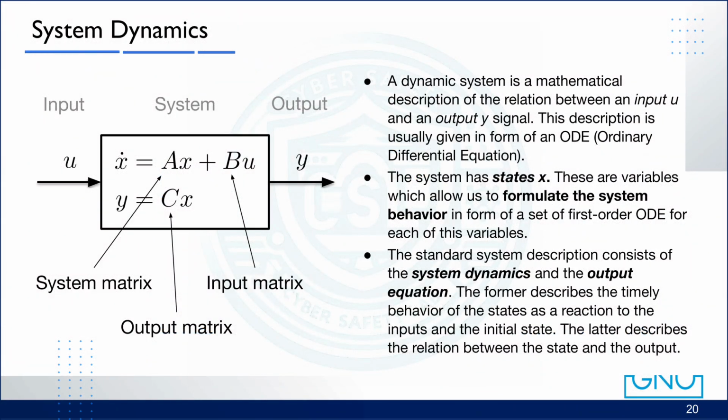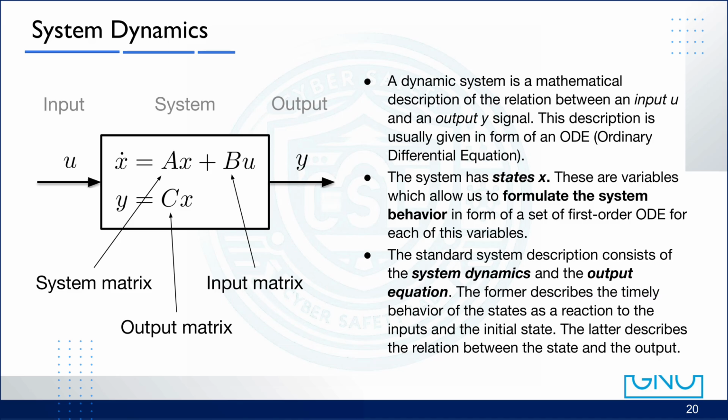Let's now take a closer look at what we call system dynamics, the mathematical way to describe how a system behaves over time. A dynamic system can be described as a relationship between two main signals, an input denoted by U and an output denoted by Y. This relationship is often expressed using ordinary differential equations, or ODEs. Inside this system, we have a set of state variables written as X.